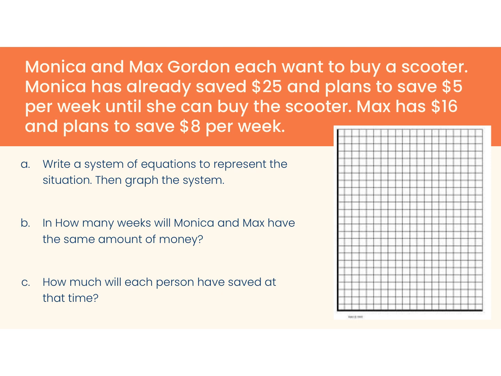All right, now we're going to go ahead and do the word problem. Okay, so it says Monica and Max Gordon each want to buy a scooter. Monica has already saved $25 and plans to save $5 per week until she can buy the scooter.